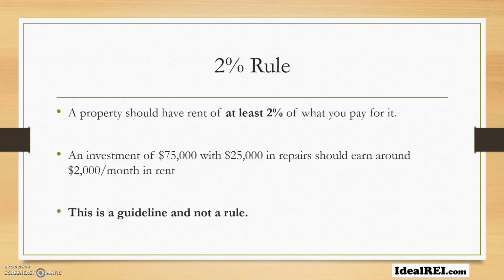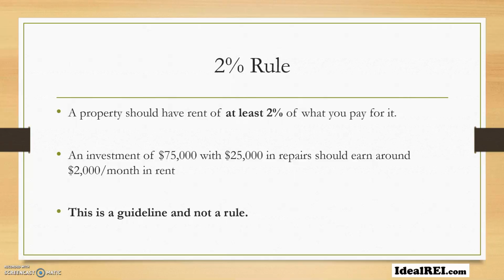The 2% rule is related but a little different. It's that the property should have a rent of at least 2% of what you pay for it. So if you pay $75,000 for a property and put $25,000 worth of repairs into it, that would be a total cost of $100,000. In this example, the rent should be at least $2,000 a month.